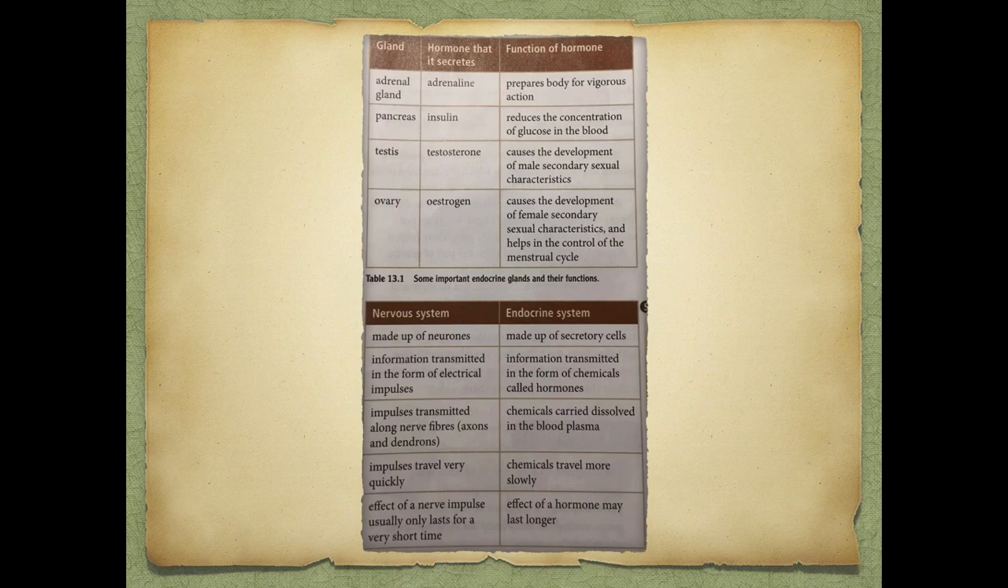For the nervous system, the impulse travels very, very quickly. For the endocrine system, it travels much more slowly. But for the endocrine system, the effect of a hormone may last longer, whilst the effect of a nerve impulse usually lasts for only a very short time, like less than a second or so.